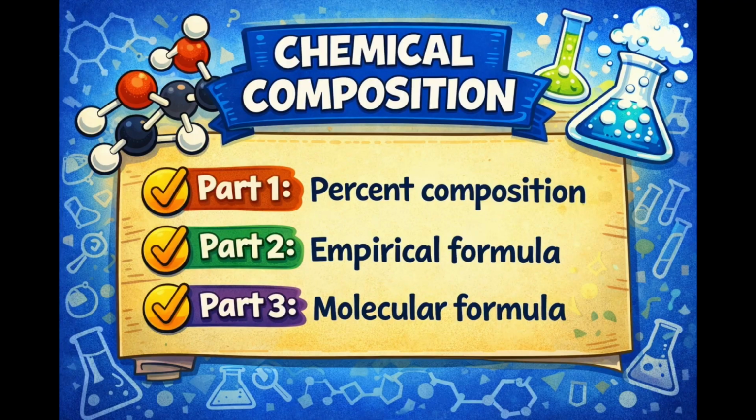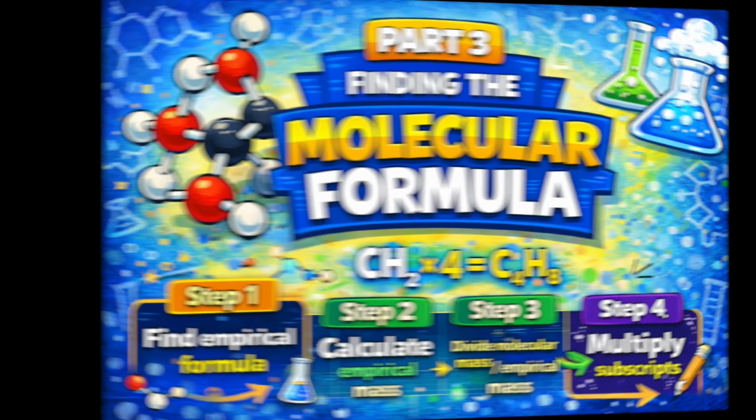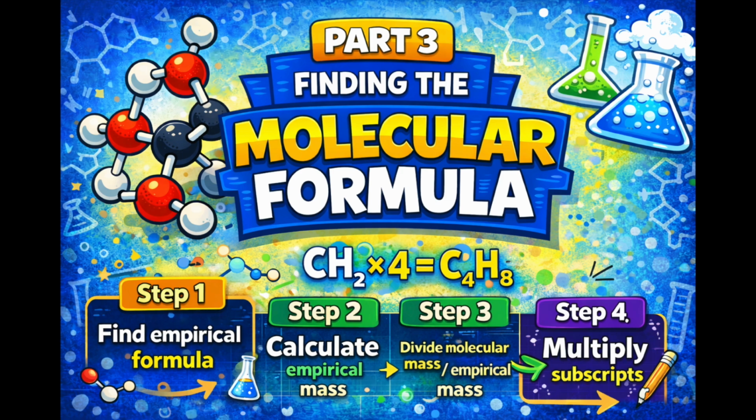In part 1 of my chemical composition series, we talked about how to find the percent composition of an element in a compound. In part 2, we covered empirical formulas, so how to find the simplest whole number ratio of atoms in a compound. If you haven't watched those lessons yet, I highly recommend starting there first, because today we're going to be building directly on those. Speaking of which, to conclude our series, part 3 will discuss how to find the molecular formula.